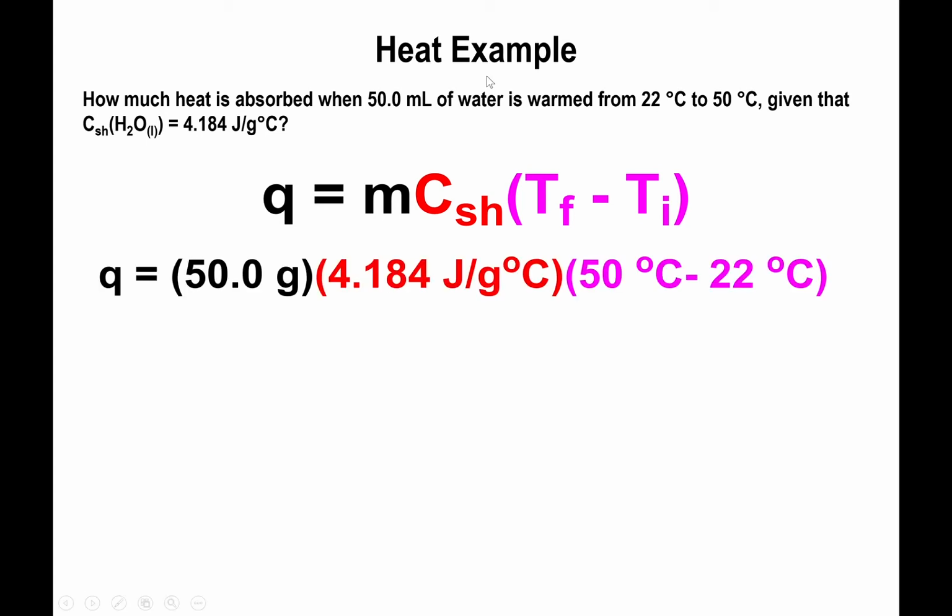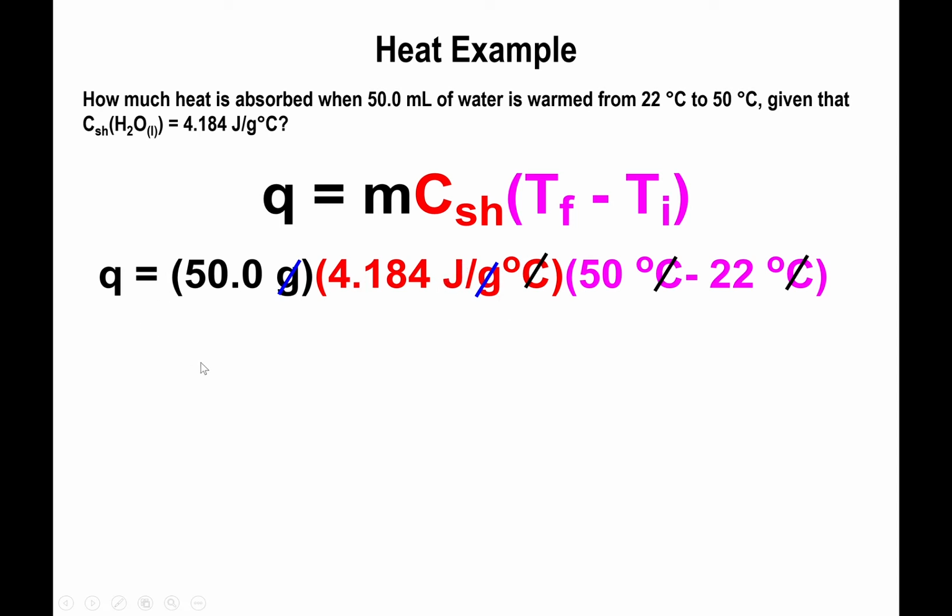So we're going to input all the values. We have 50 grams of water as a result of the density being 1 gram per mL. Heat capacity is 4.184 joules per gram degrees Celsius. The final temperature is 50 degrees and the initial temperature is 22 degrees. So the first thing to do is to cancel out some units. The grams will cancel out and the degrees Celsius will cancel out, and all you will have left over is joules, units of heat.